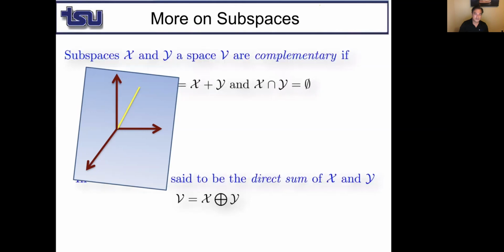complementary subspaces. This is not displayed well in presentation mode, but I'm going to tell you what it is. Think about this. If we have two subspaces, X and Y, and each one is a subspace of V, we call them complementary if V is the sum of those subspaces and the intersection of those two is the empty set.